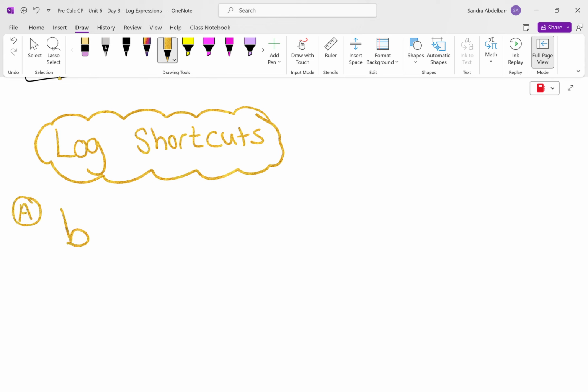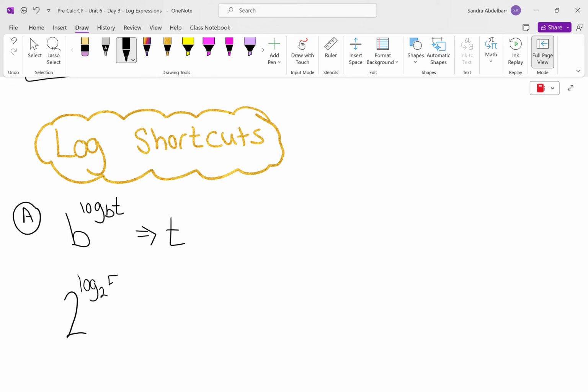Okay, log shortcuts. We'll call it A. B raised to the log base B of t. Focus. All right, B raised to the log base B of t is just going to be t. And I'll show you what I mean. If I have 2 raised to the log base 2 of 5.